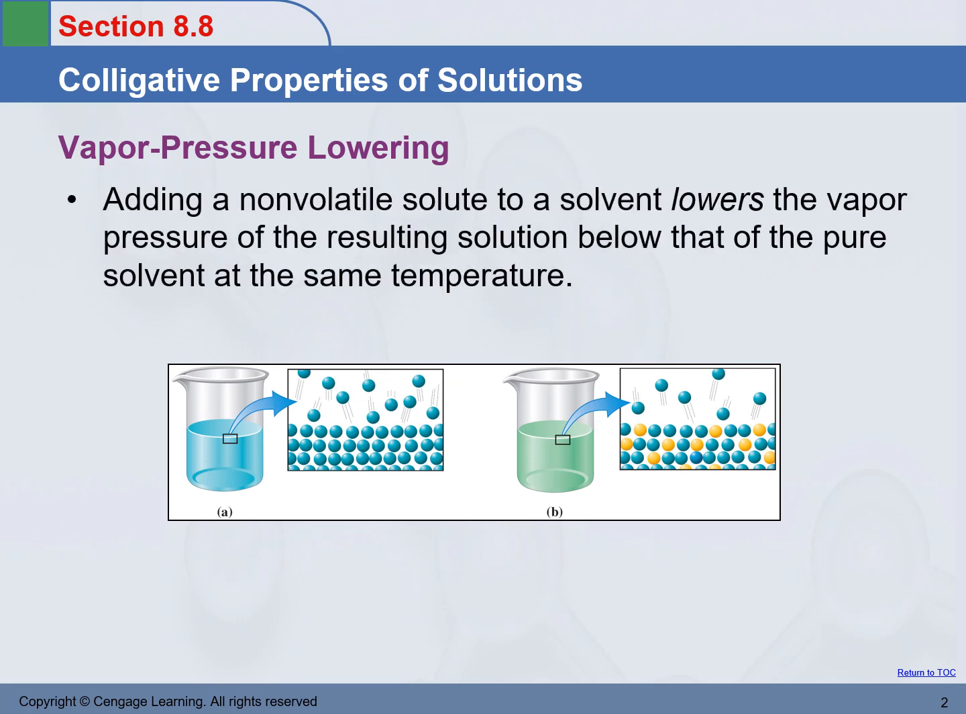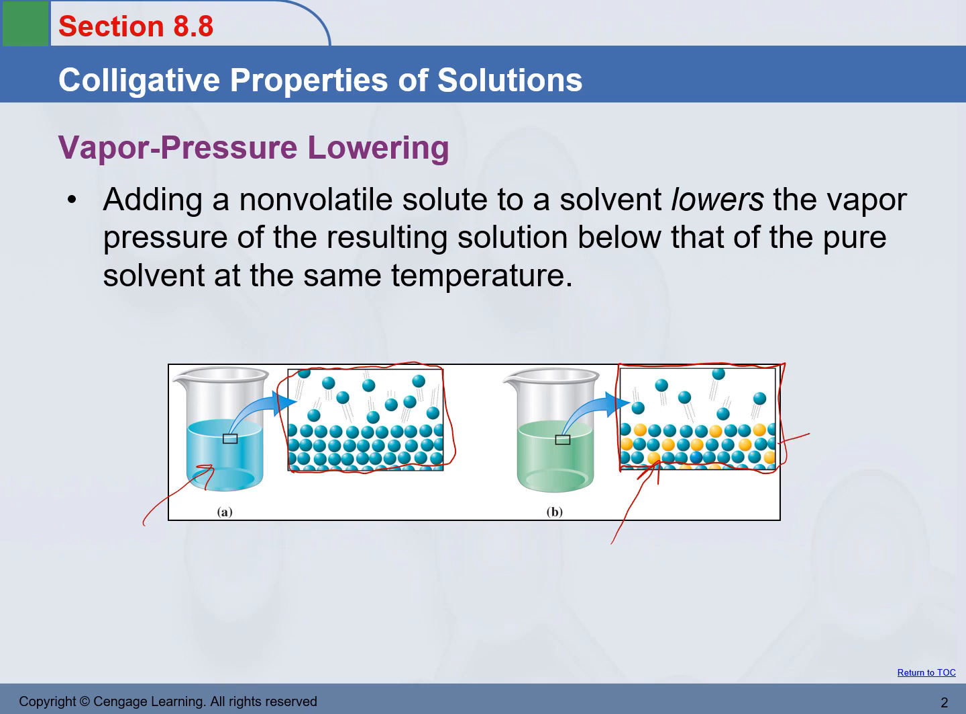Adding a non-volatile solute to a solvent lowers the vapor pressure of the resulting solution below that of the pure solvent. What does that mean? Well, how do we understand that? Think about this. We have a pure solvent. We have our solution. Assume you put both of these in an enclosed container. We're doing the evaporation experiment. Since the solute is non-volatile, only the solvent particles will evaporate. Remember those evaporation experiments we did?